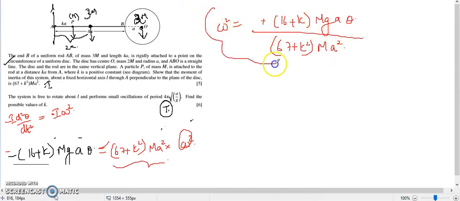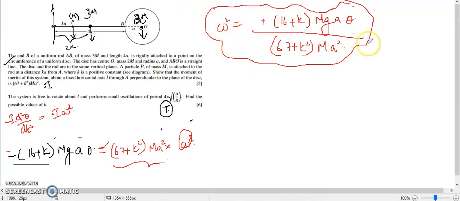Okay. Now let us keep this aside. Now here also theta is very small, so this is approximately equal to 1. So this theta can be avoided. So omega square is equal to 16 plus k mga by 67 plus k square ma square. This is what I am getting as omega square.